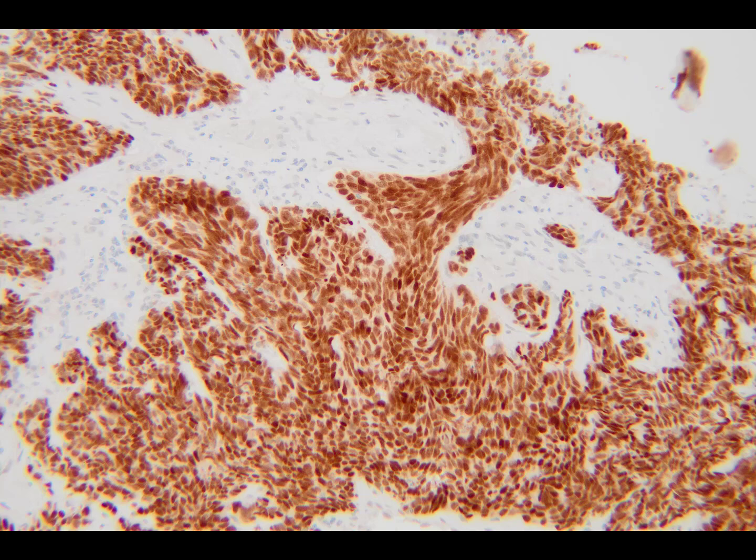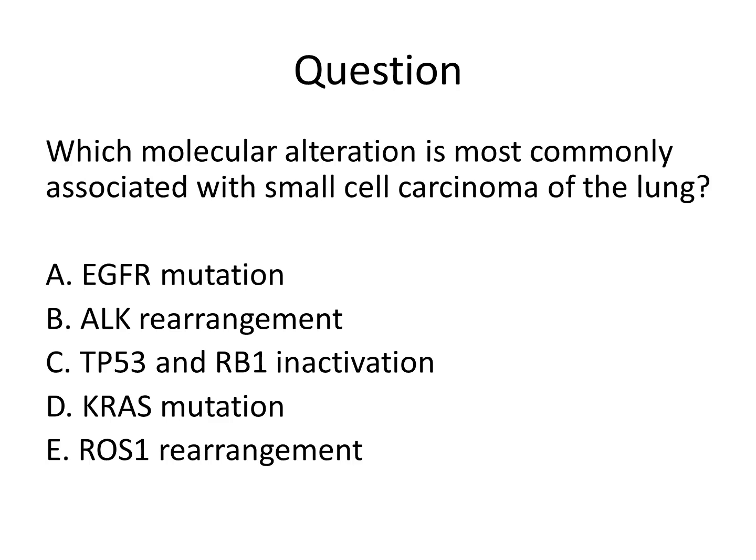Now for some questions. Which molecular alteration is most commonly associated with small cell carcinoma of the lung? The correct answer is C. TP53 and RB1 inactivation. Small cell carcinoma rarely presents with EGFR mutations or ALK rearrangements, and currently there are no known actionable mutations for this type of lung cancer. TP53 mutations are present in around 90% of cases, while RB1 mutations are present in 80 to 100% of cases. Additionally, PTEN mutations are present in 15 to 20% of cases.